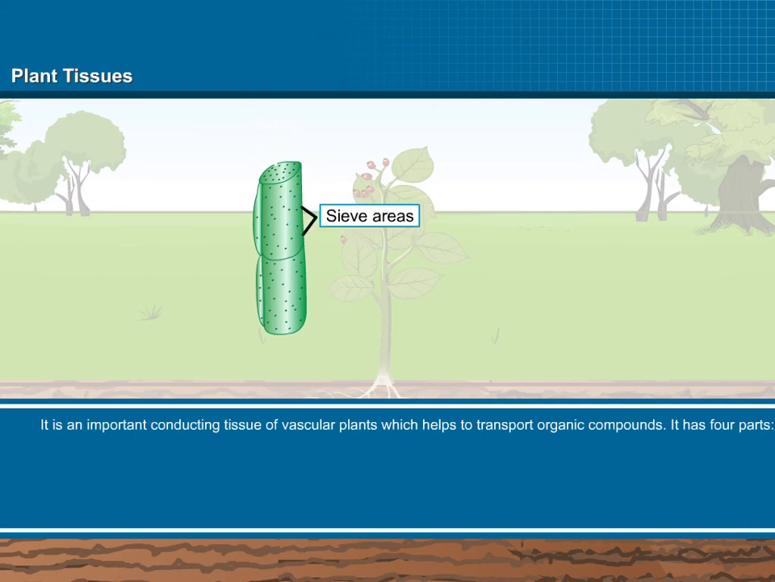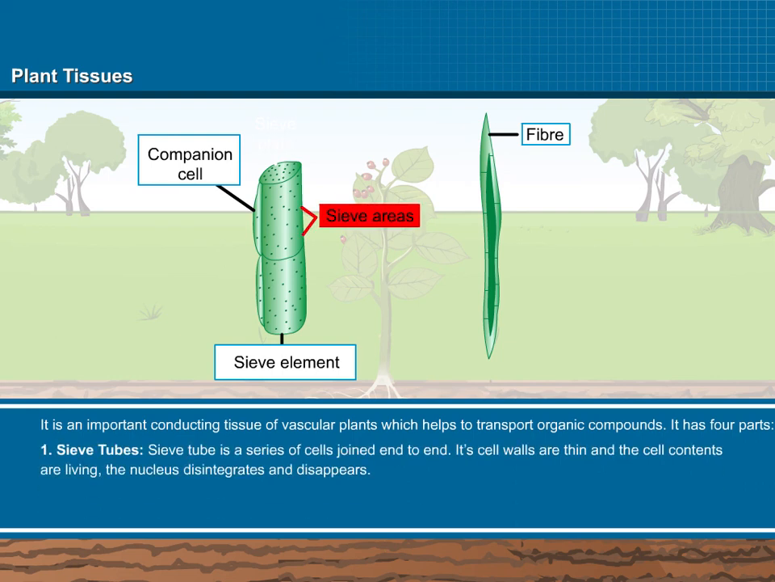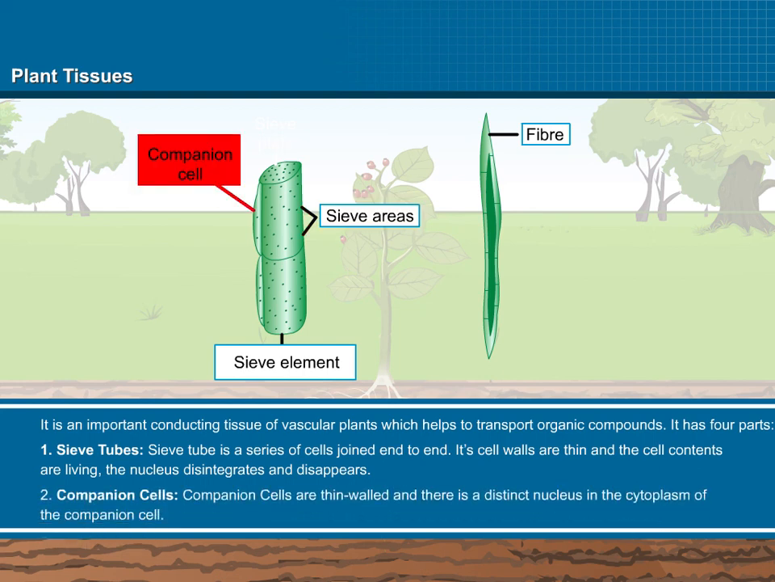Phloem. It is an important conducting tissue of vascular plants which helps to transport organic compounds. It has 4 parts. Sieve tubes. Sieve tube is a series of cells joined end to end. Its cell walls are thin and the cell contents are living. The nucleus disintegrates and disappears. Companion cells are thin-walled and there is a distinct nucleus in the cytoplasm of the companion cell.